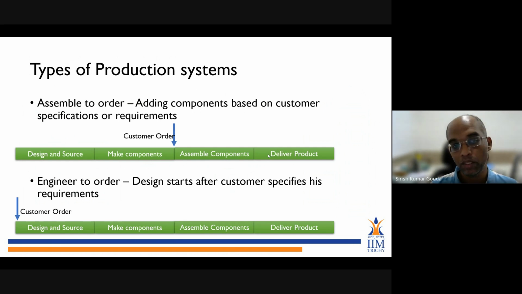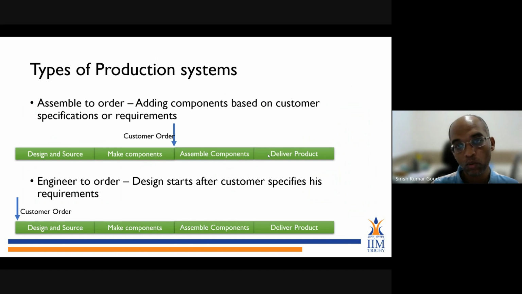As you can clearly see, engineer to order gives complete customization, but also adds a lot of time for delivery, right? So the lead time, which is what we call the time gap between the customer placing the order and you receiving the product, is what we call lead time. The lead time is very high in engineer to order, slightly less in make to order, even less in assemble to order, and the least in a make to stock system.